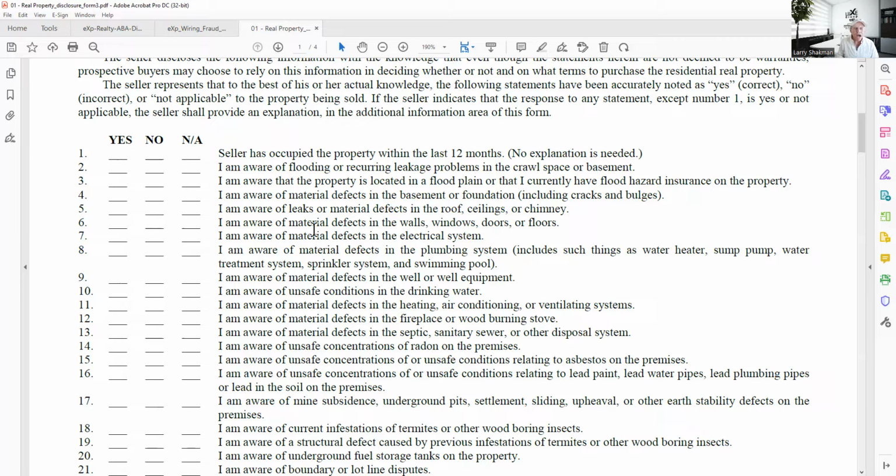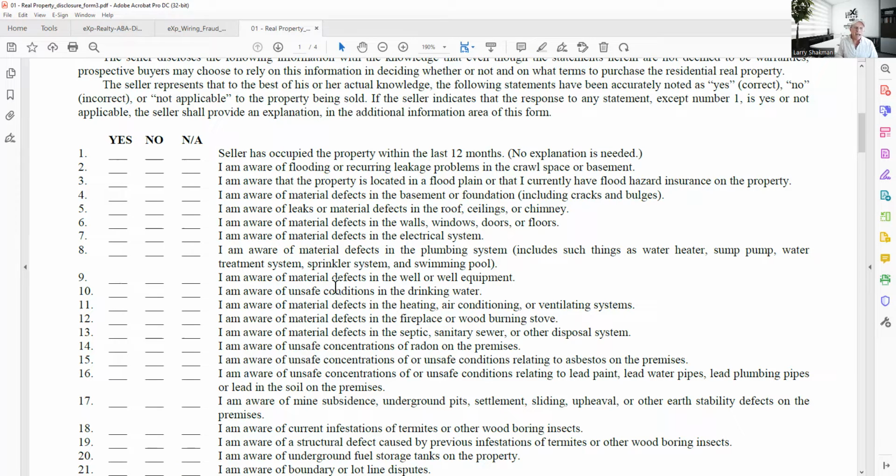Continuing on, number 5, leaks or material defects in the roof, ceilings, or chimney. Material defects in the walls, windows, doors, or floors. Number 7, material defects in the electrical system. Again, if you mark yes there, you're going to want to come down and put the explanation in the paragraph below. Number 8, material defects in the plumbing system.